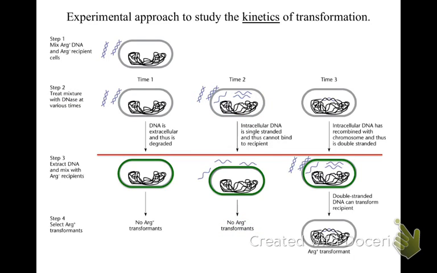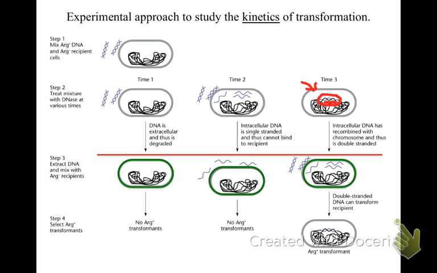So the very last experiment that they do, they again allow time before adding DNase, and this time all of the DNA can get into the cell. And you'll notice that it gets in and it's going to be converted to single-stranded DNA on the way in, but in this case it also recombines onto the chromosome.